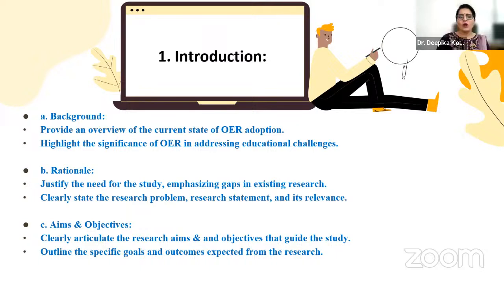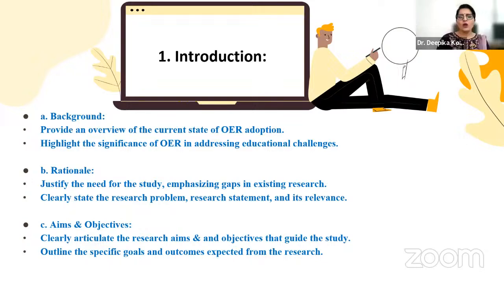Then you need to come up with your aims and objectives, clearly articulating the research aim and objectives, goals and outcomes expected. Then also, which we usually ignore, the theoretical framework. Open educational theories. So whenever you are dealing with open educational research, always mention open educational research.